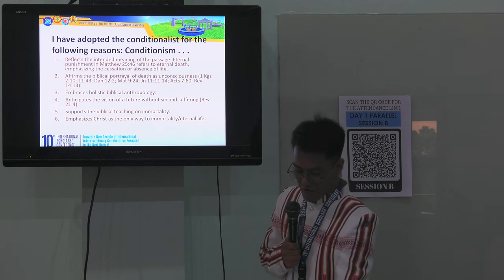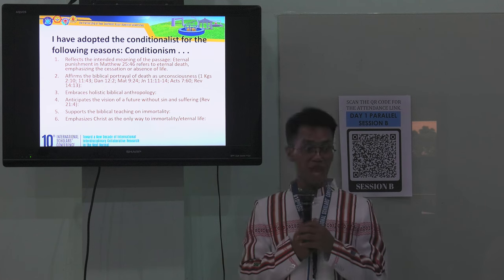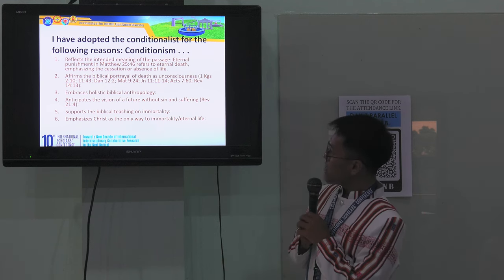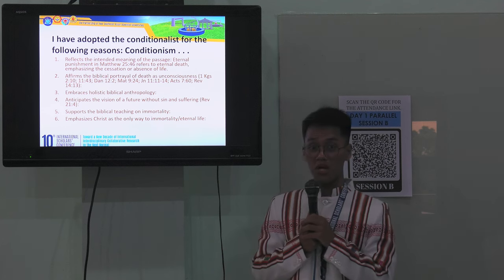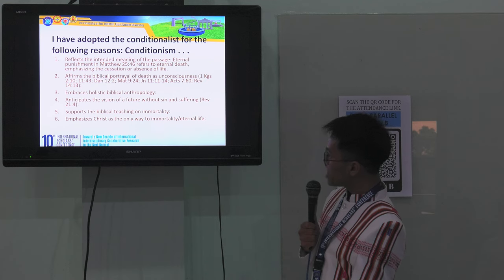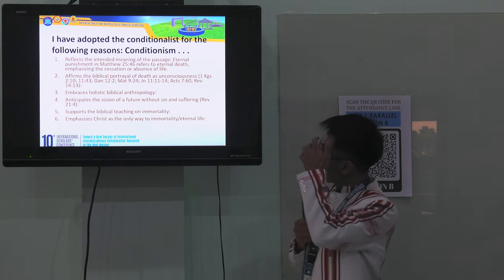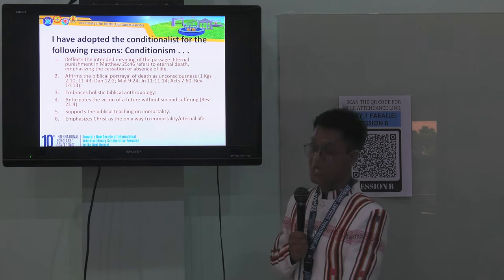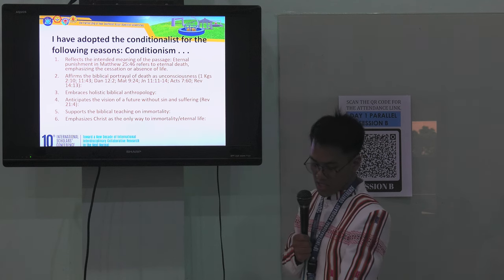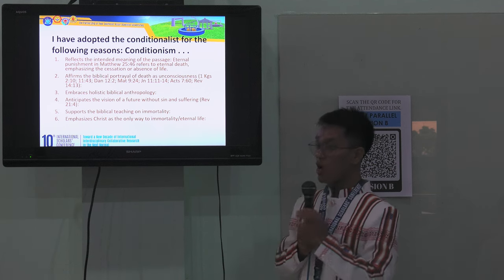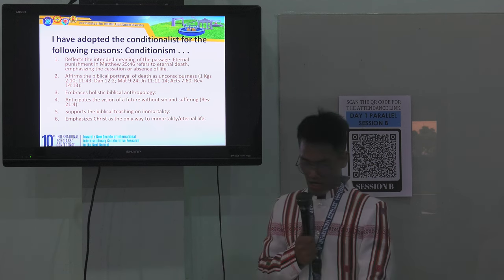Second, it affirms the biblical portrayal of death as unconsciousness. And third, it embraces holistic biblical anthropology. And fourth, it anticipates the vision of a future without sin and suffering. And fifth, it supports the biblical teaching on immortality. And sixth, it emphasizes Christ as the only way to immortality or eternal life.